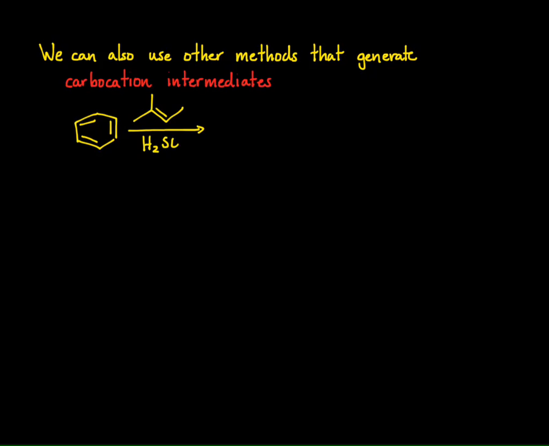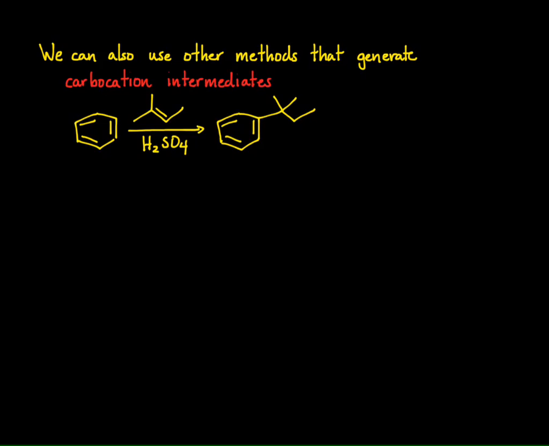Now, we can also use other methods that generate carbocations. If you think about this reaction, the electrophile is a carbocation. And we know of other ways that we can produce carbocation intermediates. One of those ways is if I take benzene and react it with an alkene in the presence of sulfuric acid. We have seen that alkenes will react with sulfuric acid or acids and generate the most stable carbocation. So if I take benzene and react it with 2-methyl-2-butene in the presence of sulfuric acid, I get this structure, right?